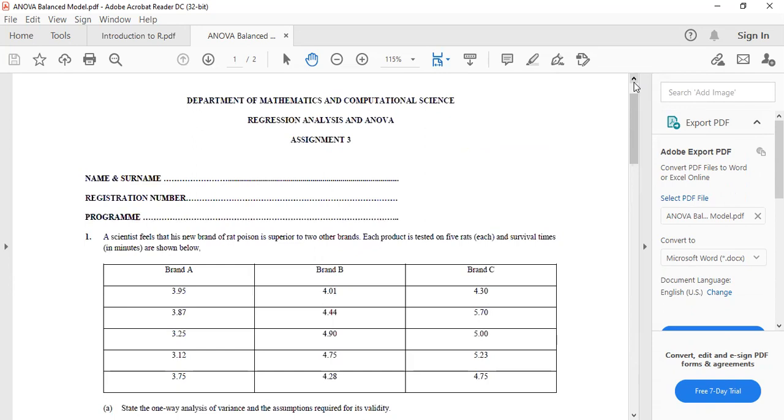It says each product is tested on 5 rats and the survival times in minutes are shown. So if you have got a poison or something, do you want a longer survival time or a shorter survival time? Less time, right? Yes, sir. So which one has got a mean which is very small? It's brand A, right? Yes, sir. So you would recommend brand A.